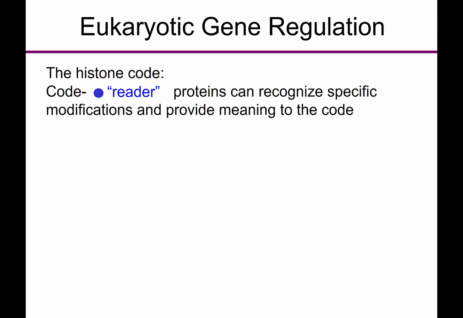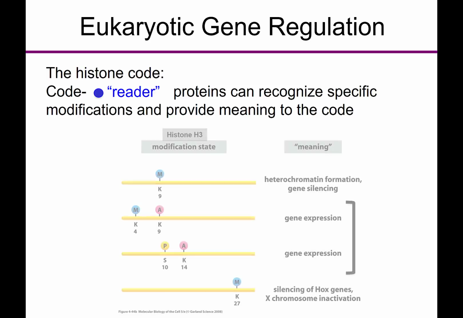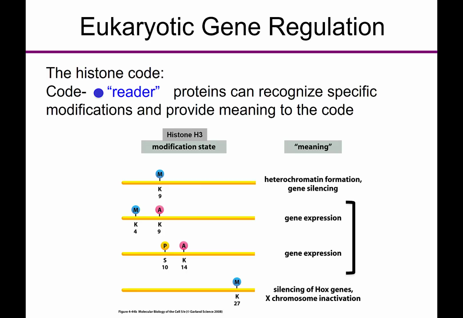Now, if there are writers, as in they write a histone code, there are going to be histone code readers. Reader proteins can recognize specific modifications and provide meaning to the code. Here's an example. Again, you do not have to memorize this example. It's just important to understand the concept that maybe a writer comes in and modifies histone H3, modifies the tail, adds a methyl group onto the lysine. Then a reader is going to come in and read this code and say, oh, that's going to be heterochromatin formation. We're going to silence this gene.